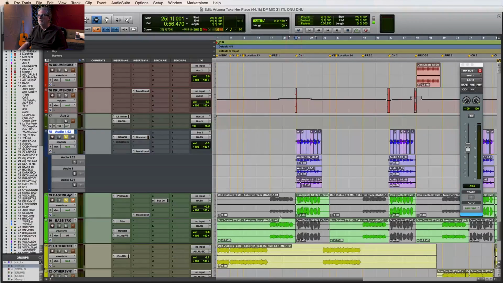Now, what I wanted to do was I had a bass sound, and this is essentially the bass sound that I had.